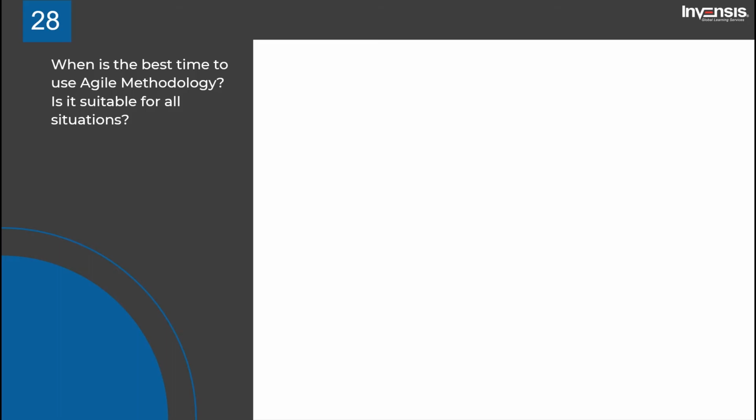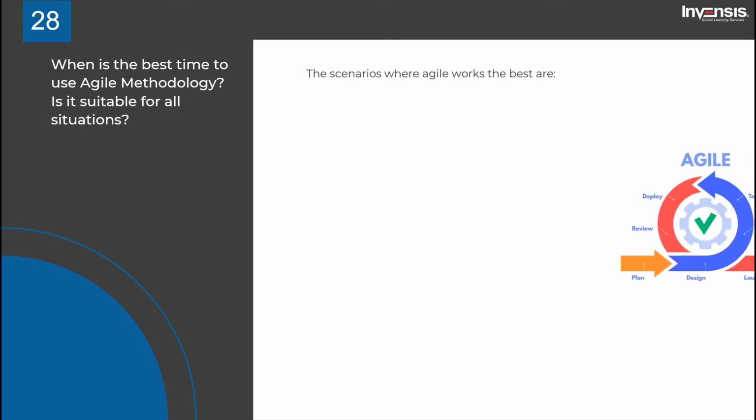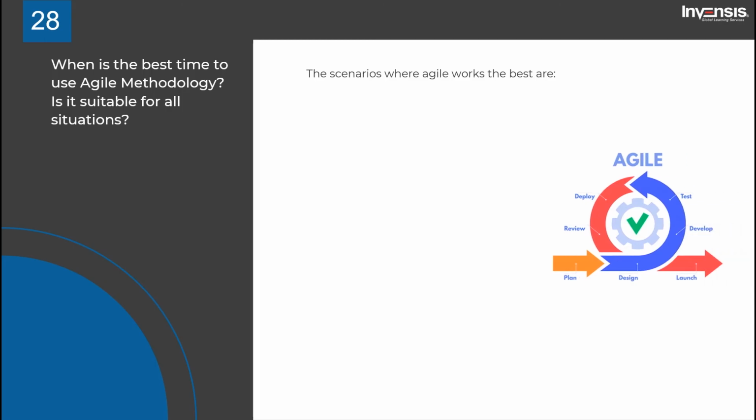Moving on to the next question. When is the best time to use Agile methodology? Is it suitable for all situations? This is a very good interview question. By asking this question, the interviewer is verifying if you have a clear understanding of Waterfall and Agile. So, there are certain scenarios where Agile works really well. For example, you are working on complex and bigger projects. Have unclear requirements/deliverables. Have to quickly launch the product to market. The cost of change is minimal.